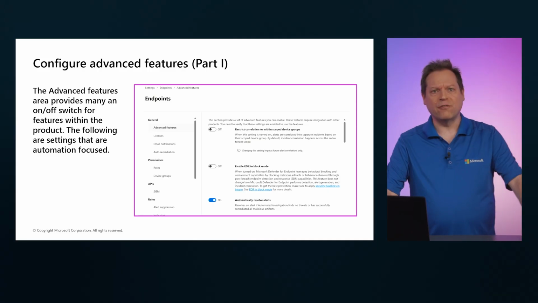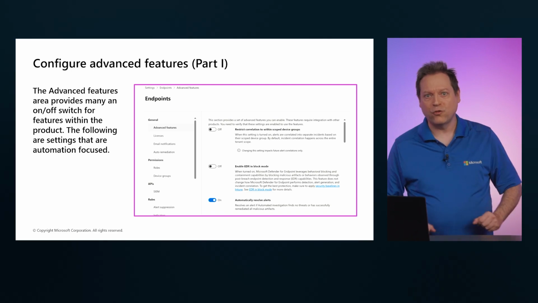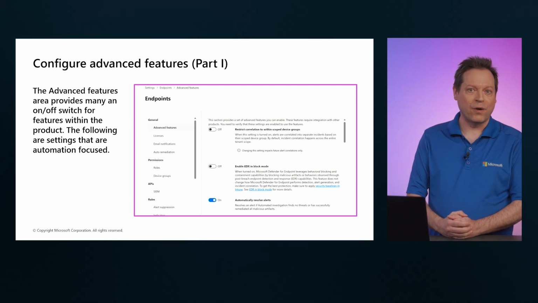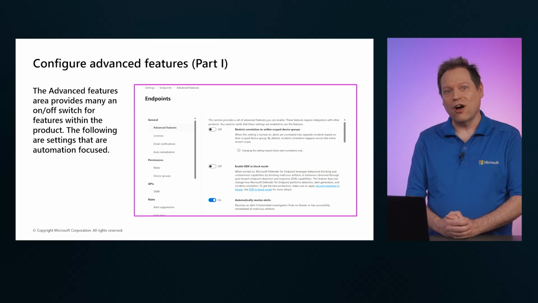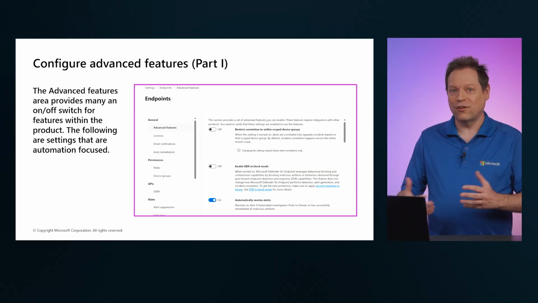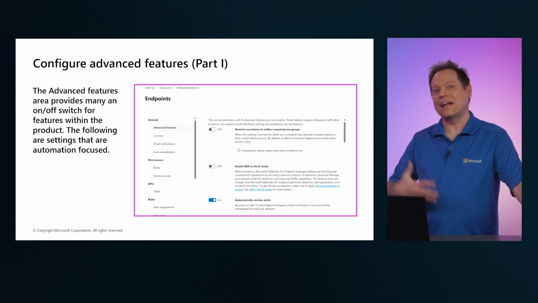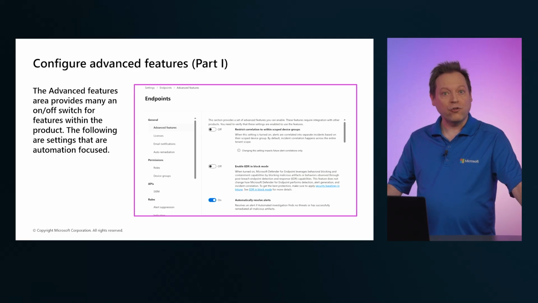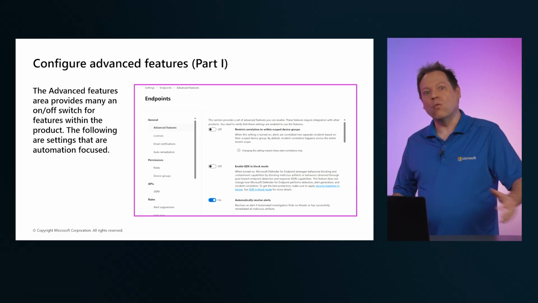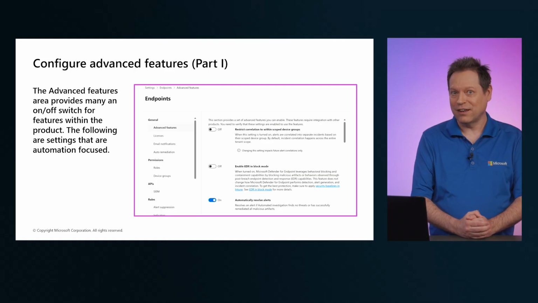Here we explore the advanced features area, which provides a set of on-off switches for major features within the product. In this context, we're focusing specifically on the settings that influence automation, so you can decide whether you want the service to act automatically, where you want human approval, and what data sources automated investigation can use.